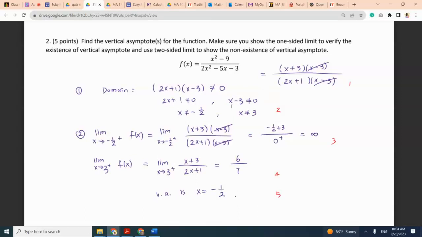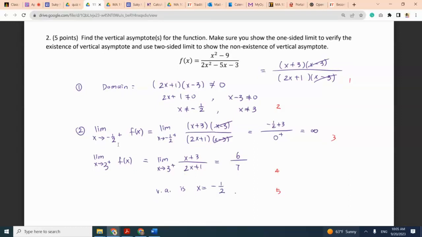The why is about 4 points. So you talk about the domain: the denominator cannot be 0, so x cannot be minus 1/2 and x cannot be 3. For the minus 1/2, we check the right-side limit. And remember here, you plug in the factor form. Don't ever plug in the original one. Okay, everybody? So plug in the factor form. You get the numerator is positive, the denominator goes to 0 plus. That's why we get positive infinity.